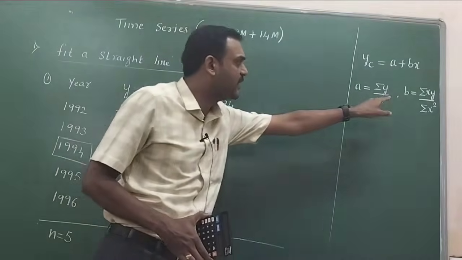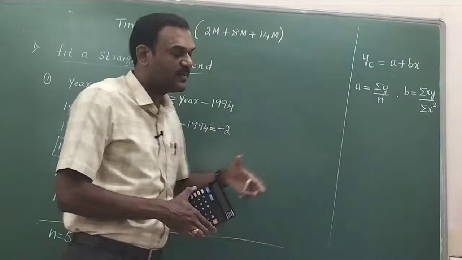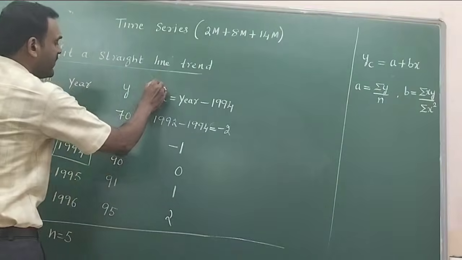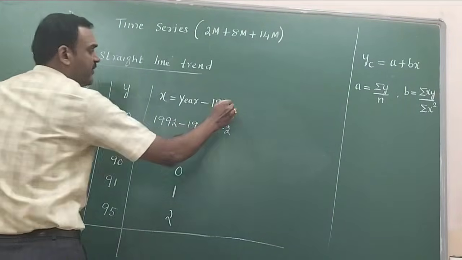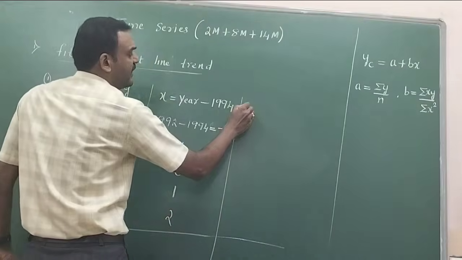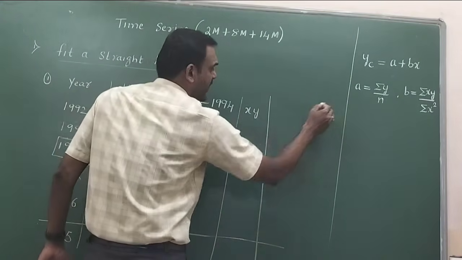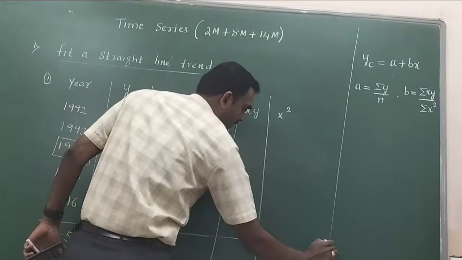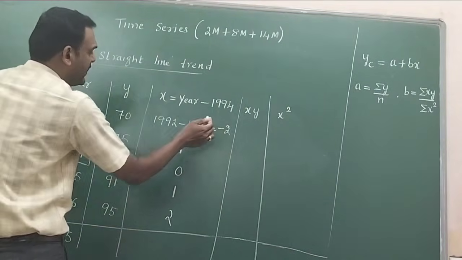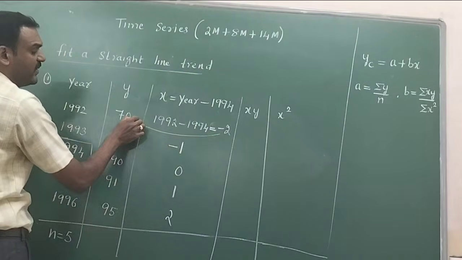And then now we need summation of xy and x square. So extend the table. This is x and as well as y. Now we need xy, x into y, and one more, x square. This is the table. Clear? And then xy means this x, this y.